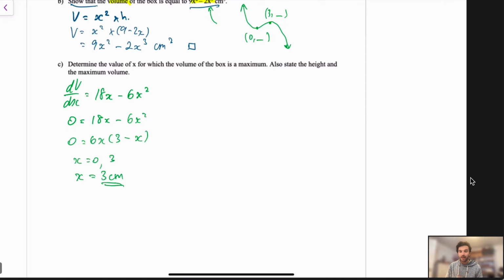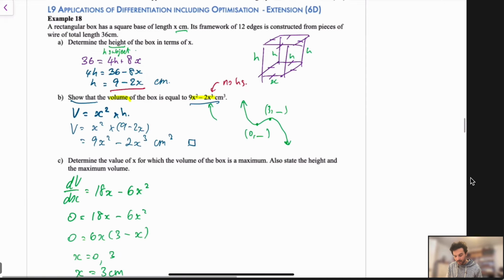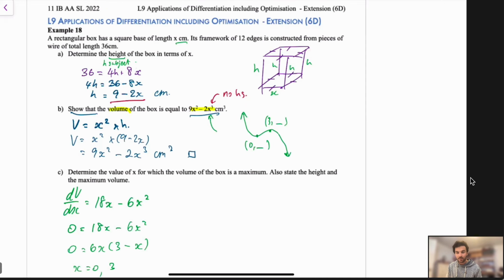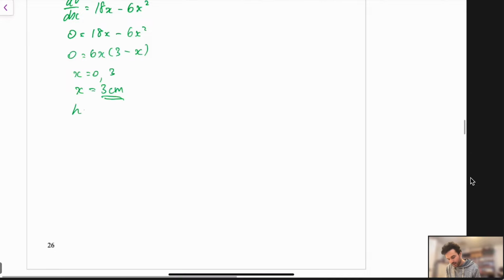State the height and the maximum volume. Okay, so height, we can use this rule here, 9 take 2x. So here we go, height, 9 take 2x. So therefore it's going to be 3, because 9 take 6 is 3 centimeters. Okay, so the height's 3 centimeters. And what's going to be the volume of this at a maximum? Well, we've got x squared times h, sub in 3 squared times 3, 27 centimeters cubed.